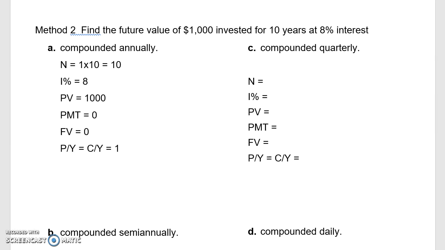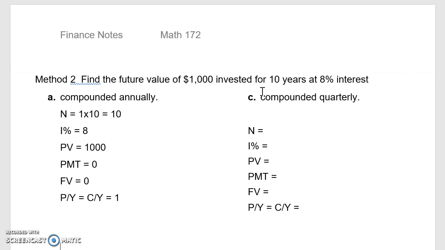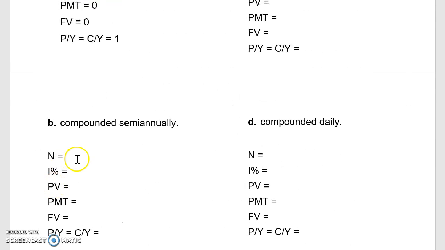Now, if you have a Texas Instruments calculator and you wanted to solve for the future value, you would put your cursor right here, press the green alpha button, and the enter key. If you have a Casio, you would type in each of these values and then press F5 to solve for the future value. And we saw that answer just a minute ago. It should be $2,158.92.